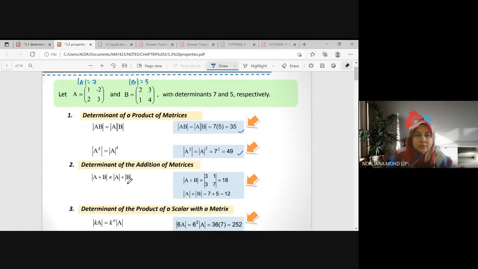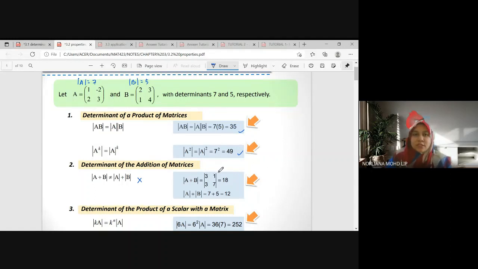Okay, second property is determinant of addition of a matrix. Okay, determinant of A plus B is not equal to determinant of A plus determinant of B. Yang ni salah. You all perlu tambahkan A plus B dulu. Determinant of A plus B kena add on lah A plus B, A plus B.